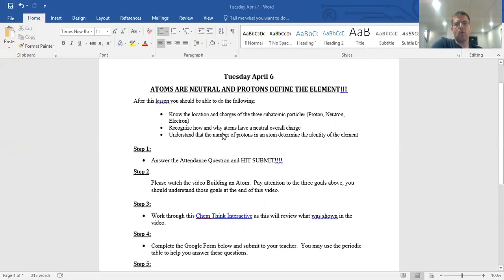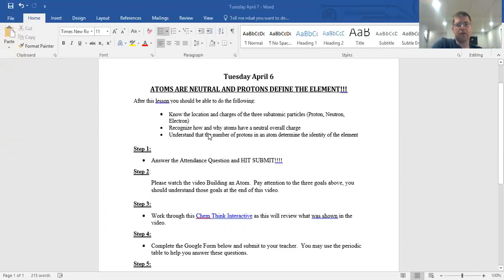Goal number 2, how and why atoms have a neutral overall charge? Well, we said for it to be an atom, what has to be the same? What do we focus on mostly? Same number of positive protons and negative electrons, because we said atoms are neutral, nucleus is positive. Why is the nucleus positive? Because the only charged thing in there is a proton. The neutrons are kind of chill. They kind of keep things chill. They're like a guidance counselor. And we'll get more into that next week.